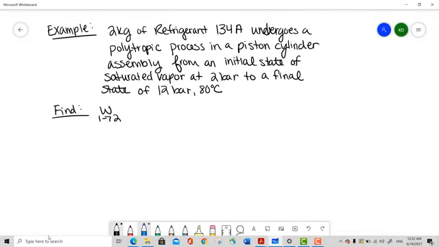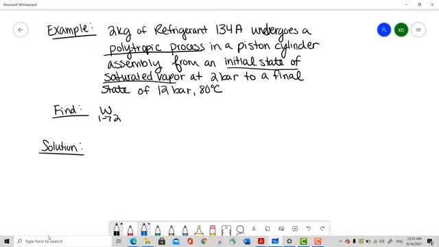Okay, let's do something. So this one is going to be kind of a long one, and it's going to wrap pretty much everything that we've been doing since the beginning of class into a question. So we've got 2 kilograms of refrigerant 134A undergoing a polytropic process in a piston cylinder assembly from an initial state of saturated vapor at 2 bar to a final state of 12 bar, 80 degrees Celsius, and we need to find work between 1 and 2. So what do we know about that right off the bat? It gives us a polytropic process, and we know saturated vapor, right? Initial state of saturated vapor. Okay, so let's start working our solution.